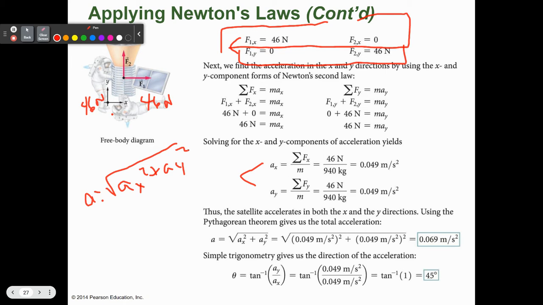Okay, and then you can find the angle by using the second function tangent of the y component over the x component. That's a negative one. There we go. All right, so the resultant is going to have a magnitude of 0.069. And if we do second function tan of 1, that is 45 degrees. So it's going to be acting at a 45-degree angle. His acceleration will be acting at a 45-degree angle. So that means this whole thing is going to move upward in a 45-degree angle.